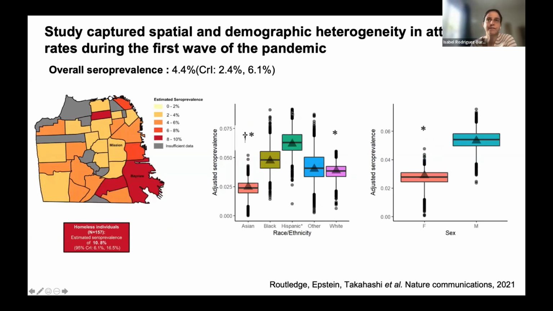And this shows the results over the first few months of the pandemic. This was by June of 2020. We estimated very low attack rates in the city, 4.4% altogether. But as this map shows, we were already able to detect huge heterogeneity, with some of the poorest neighborhoods having experienced attack rates as high as 10% by then. And similarly, lots of heterogeneities by race and ethnicity, with higher attack rates by then in Hispanic populations.